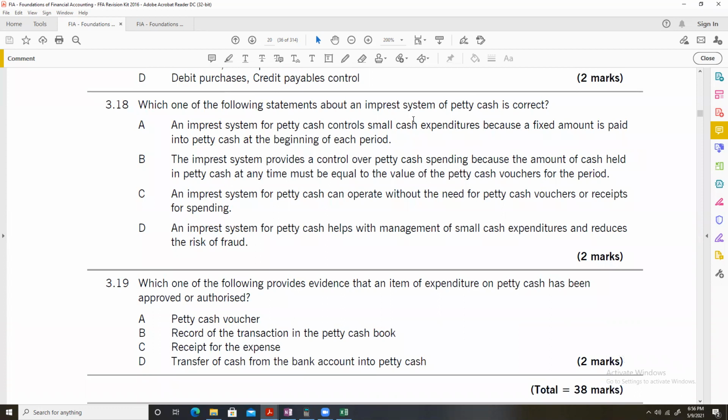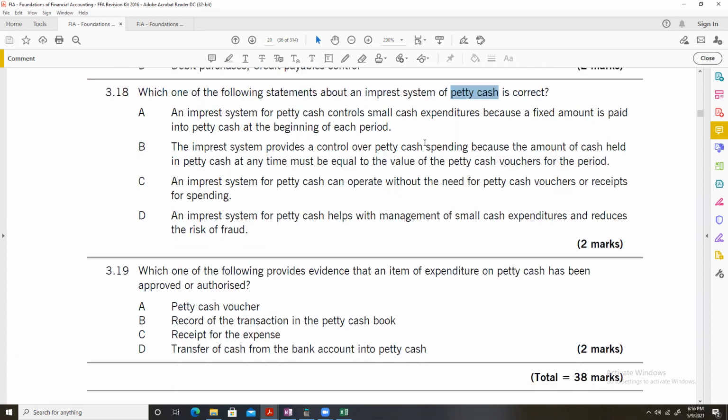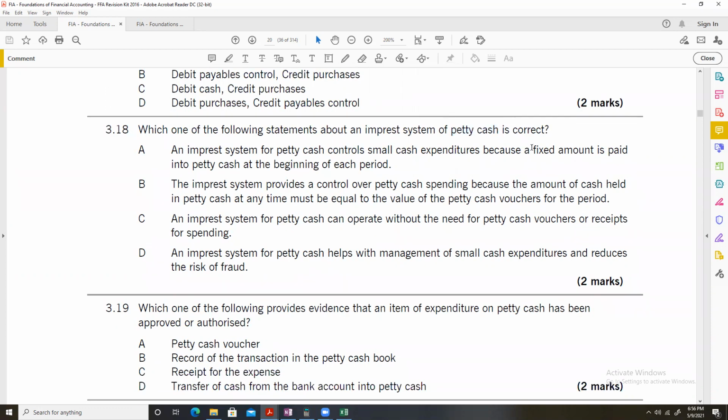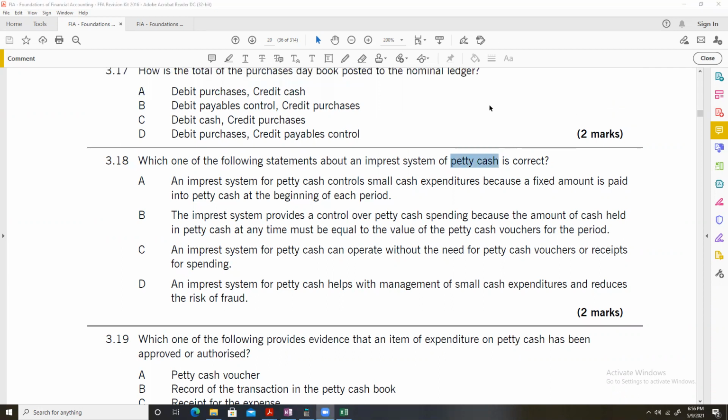Now, these questions are from the petty cash topic. I have not covered the petty cash topic yet. I will show you answers to these questions in my upcoming videos, and I will also explain the related topics to these questions.